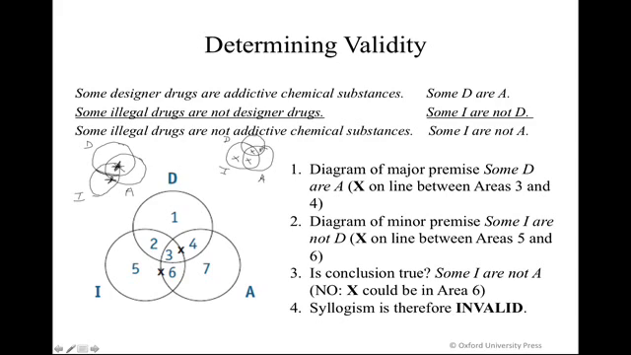And notice what we find. Remember that an argument is valid when it's impossible for the conclusion to be false if the premises are true. But notice here, some illegal drugs are not addictive chemical substances. Well, it looks like that could be true, but it could also be false. And we can't have this could be, right? The conclusion has to be unequivocal.